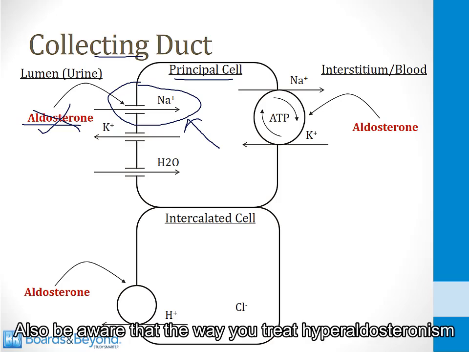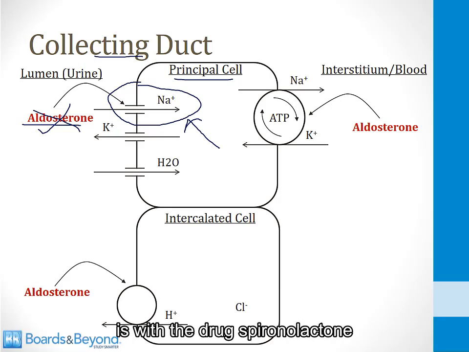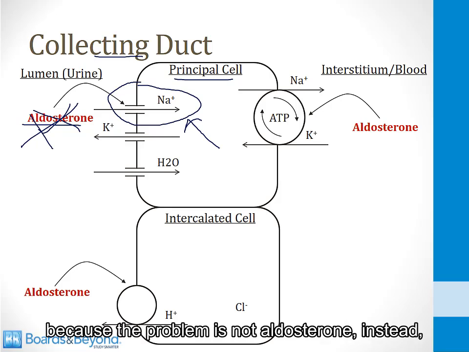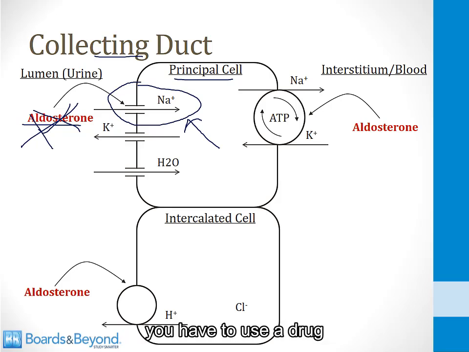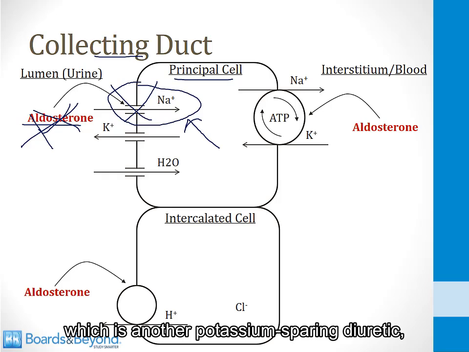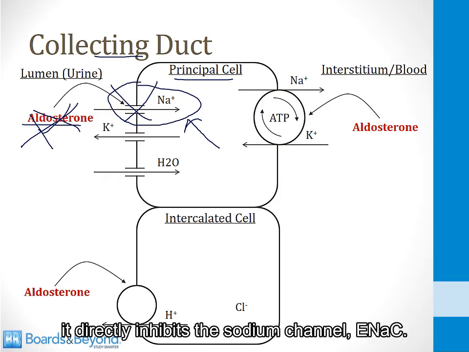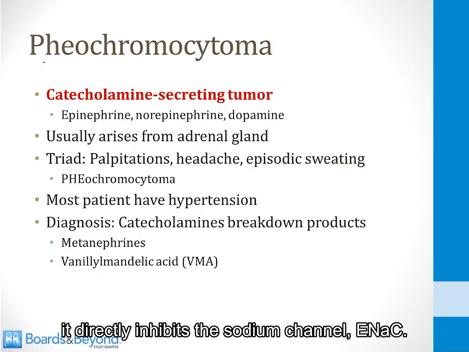Also be aware that the way you treat hyperaldosteronism is with the drug spironolactone because it blocks aldosterone effects. That drug won't work in Liddle syndrome because the problem is not aldosterone. Instead, you have to use a drug that blocks the activity of this channel. That is the drug amiloride, which is another potassium-sparing diuretic, but unlike spironolactone, it does not block aldosterone effects. Instead, it directly inhibits the sodium channel, ENaC.